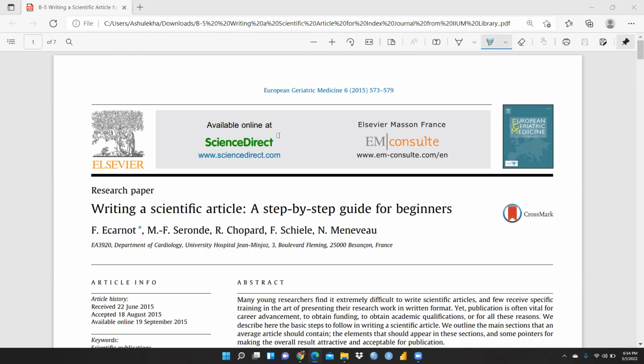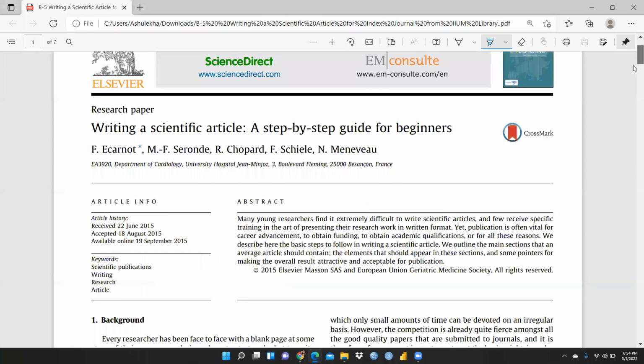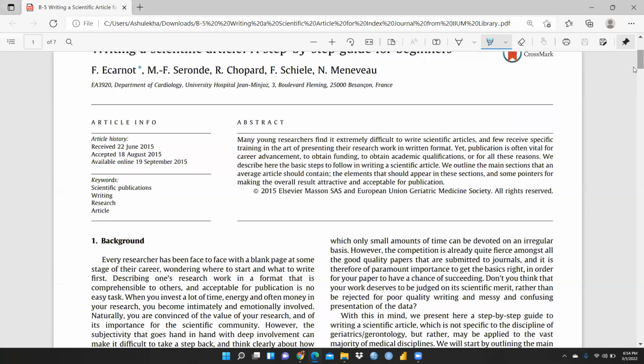And this paper is already published elsewhere, in European Medicine 2015, and it has been clearly defined in the abstract. Many young researchers find it extremely difficult to write scientific articles, and few receive specific training in the art of presenting their research work in written format.